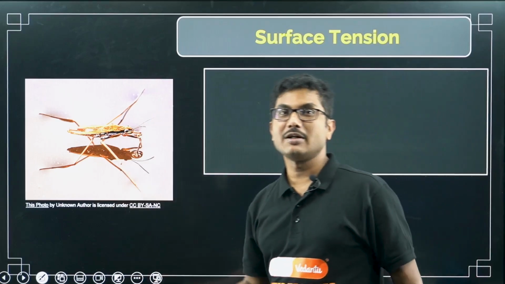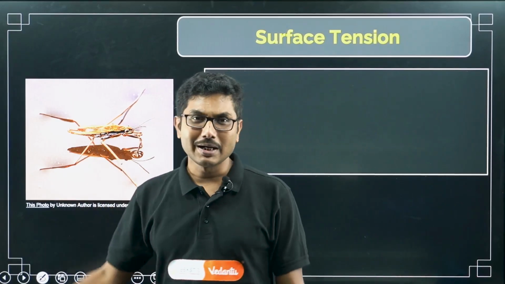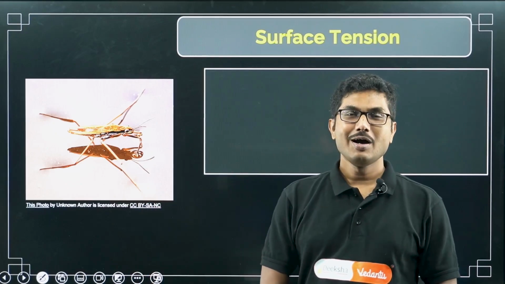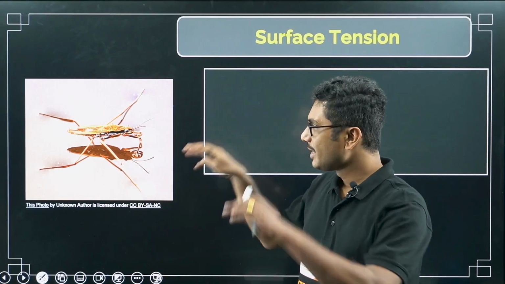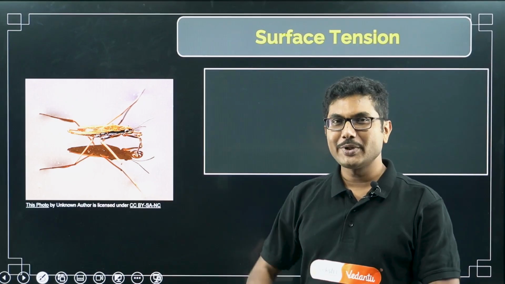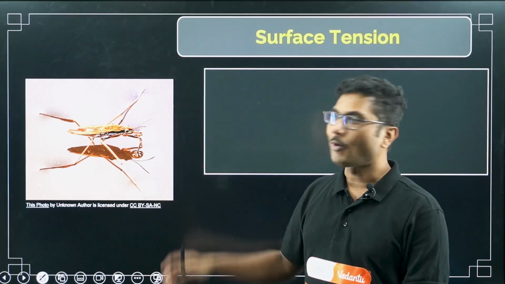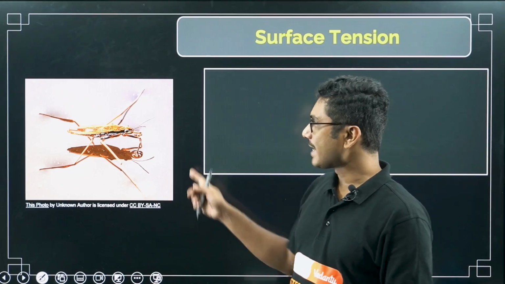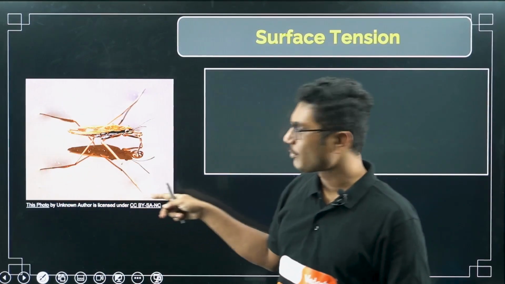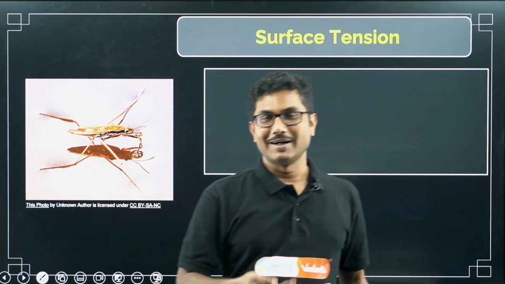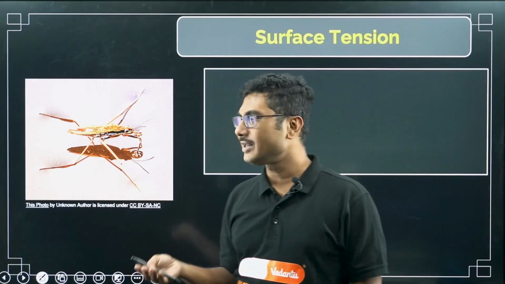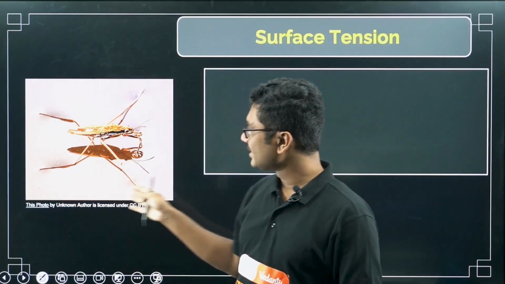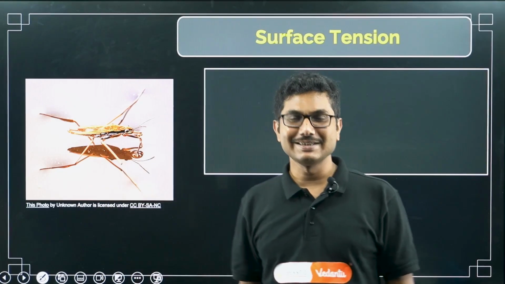Have you seen this kind of thing? There is a small bug floating on the water, but it is not swimming. It is just staying there on top of the water surface. How is it possible? It is as if this water body is acting like a rubber band or a balloon. Think of the skin of a balloon, you see that, right? So you can think this is the skin of the balloon and the bug is sitting just like that.